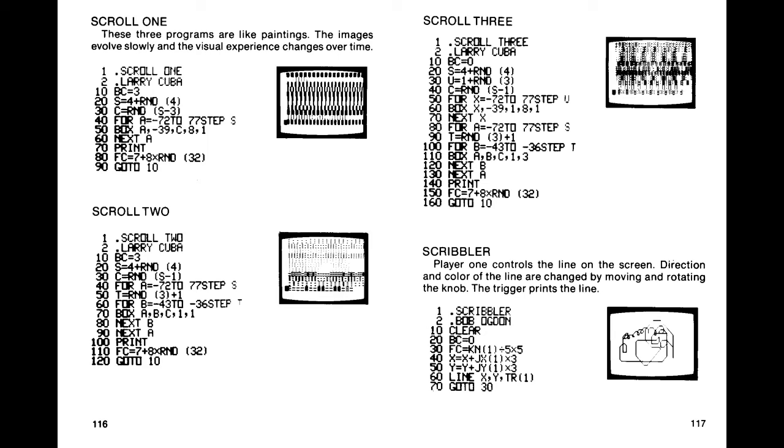The AstroBASIC version of the manual from 1981 reprinted the programs on pages 83 through 84. The description from the BASIC manuals of these three programs says, "These three programs are like paintings. The images evolve slowly and the visual experience changes over time." To me, this summary is a great definition of video art in general.